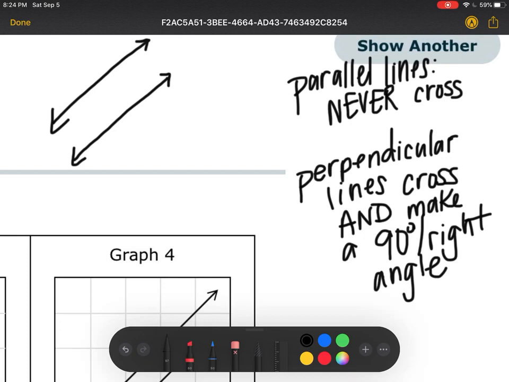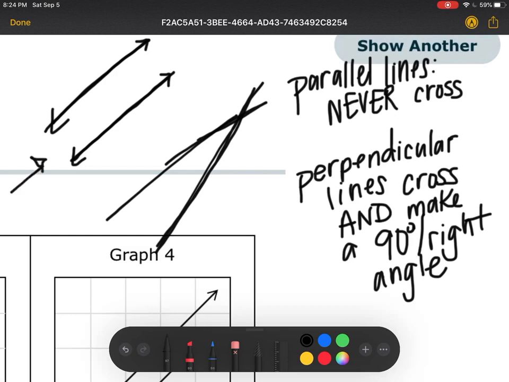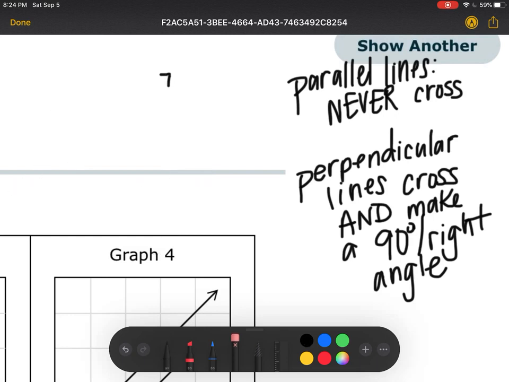So parallel lines go straight in the exact same direction and don't ever cross. If you have a line that goes like this and a line that's a little bit crooked and goes like that, they'll eventually cross at some point. So these lines are not parallel, but these are.